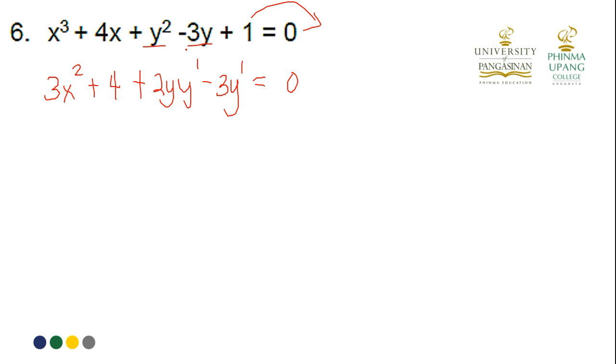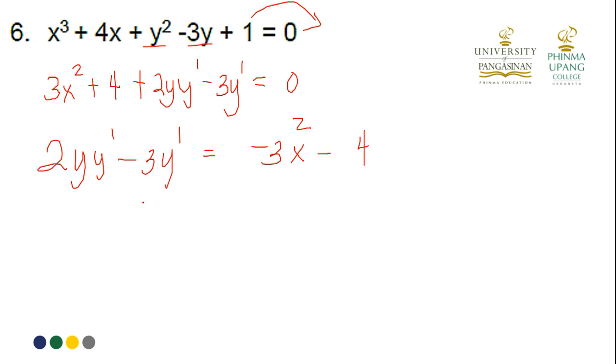Okay? Next, isolate natin yung mga may y prime. Magiging 2y prime minus 3y prime equals negative 3x squared minus 4. O, di ba? Isolated si y prime, transpose si 4, transpose din si 3x squared. Since both positive, that's why I have negative here for negative 3x squared, then minus 4.